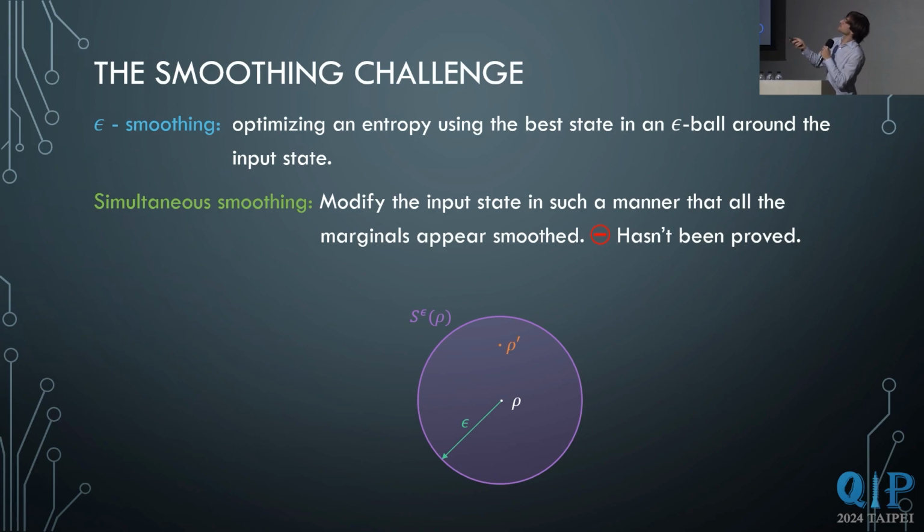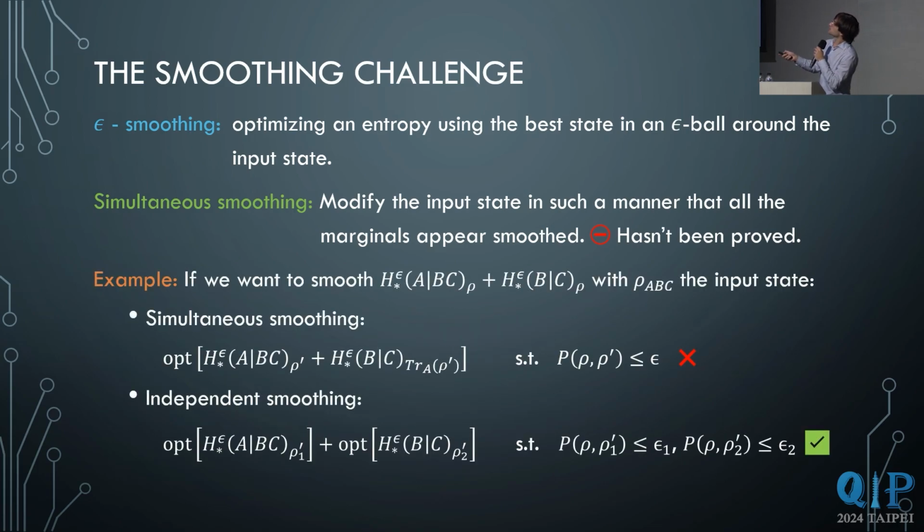And the problem comes with simultaneous smoothing, which is a conjecture, the simultaneous smoothing conjecture, that says that if you find, for a general multipartite state, this smoothing state, this rho prime that optimizes some kind of entropy, then a reduced entropy will have to be optimized by a marginal of this rho prime that we have found. This is maybe some kind of stretch, but it's a conjecture that was made long ago and no one has proved. Maybe it's easier to understand with an example.